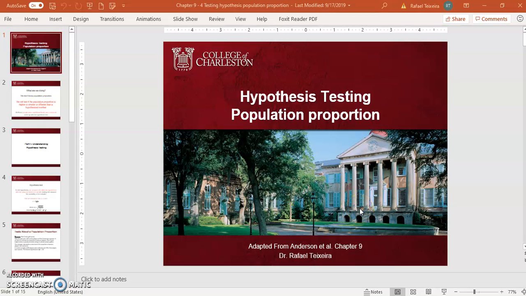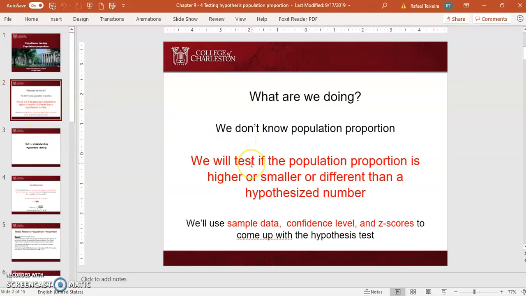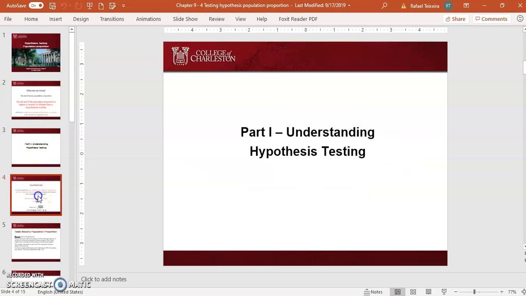Hi, this video is to talk about hypothesis testing for population proportion. And again, what we're doing is testing if the population proportion is higher or smaller or different than a hypothesized number. And we're going to be using sample data, confidence level, and z-scores to come up with the hypothesis test.